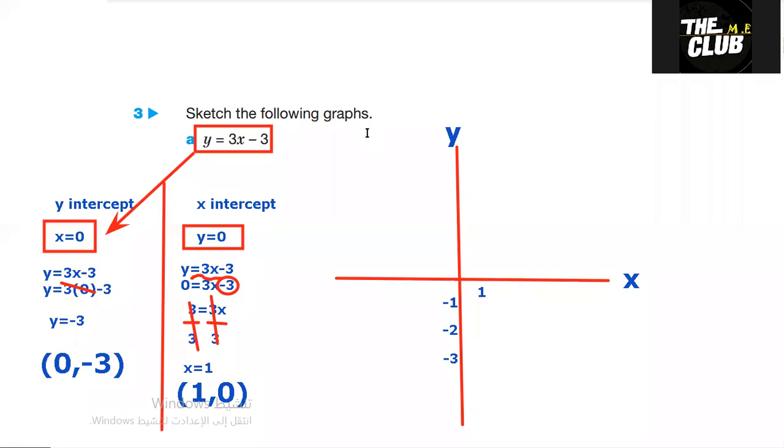Now, I'm going to plot the points that I have. So I have 2 points. First point is 0, -3. So it's over here, 0, -3. And this one is 1, 0. So it's 1, 0 over here. And I just match the points with a line. So I make a line to match them like this.